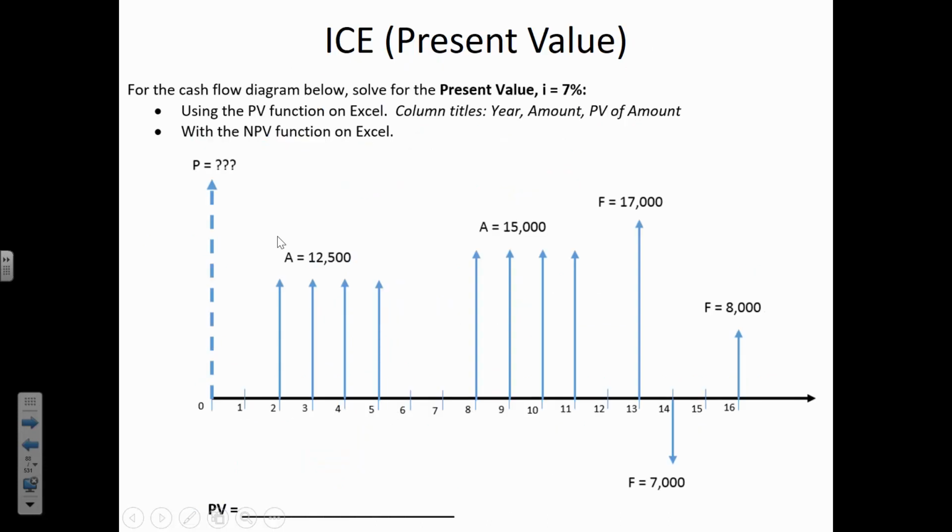All right, so this is a cash flow diagram that you probably wouldn't want to solve manually. There's a lot of things going on here. We've got 16 years of operation. And what we want to find out is if we take all of these amounts to the present, what's the present value equivalent?